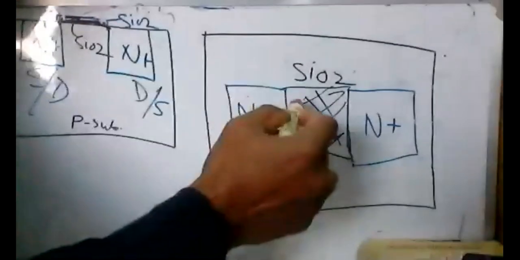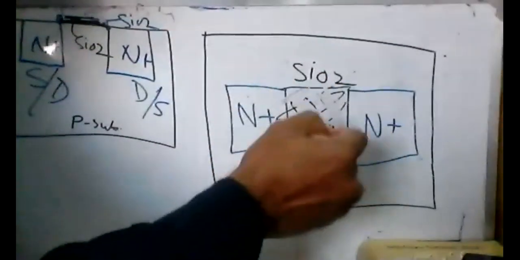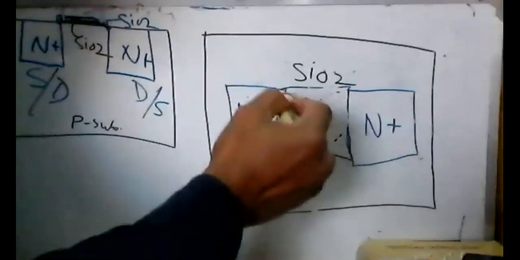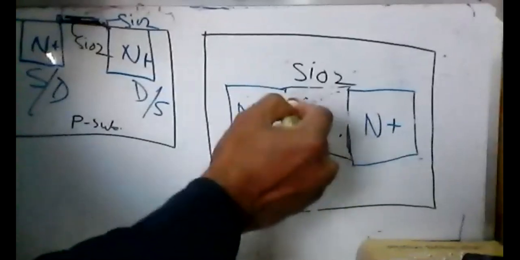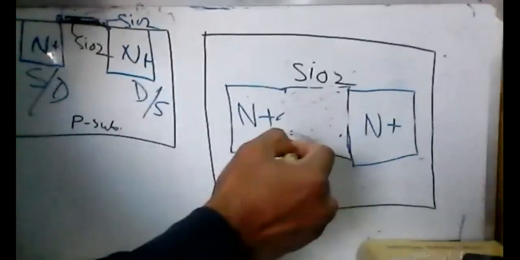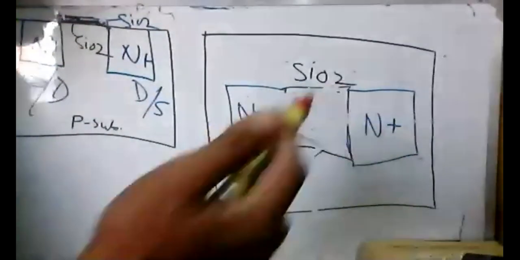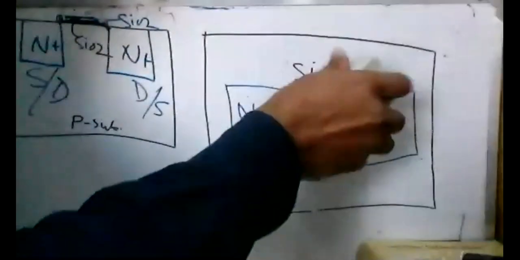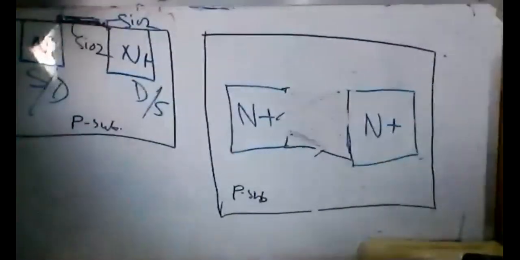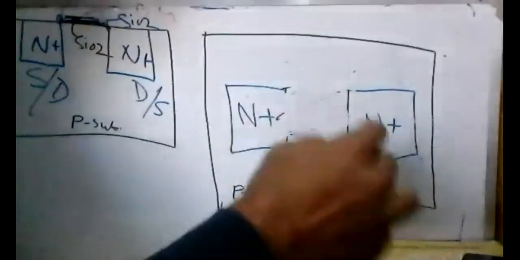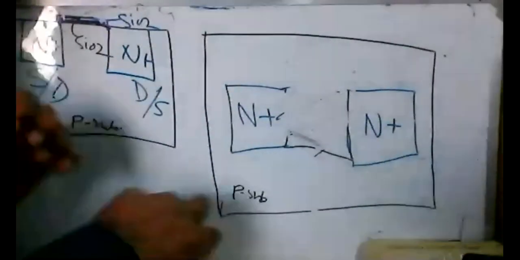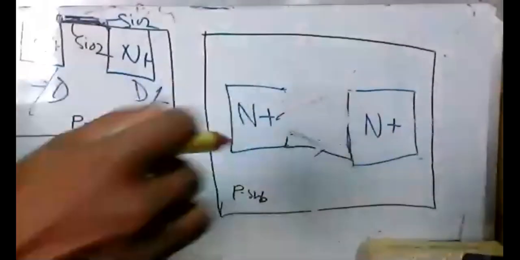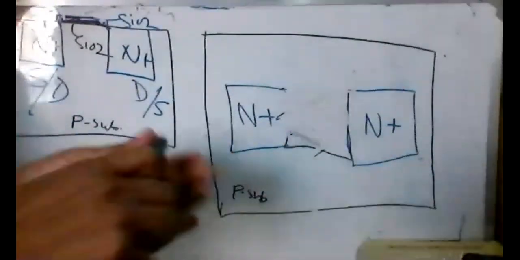On top of that, we put a polysilicon, and when you put the polysilicon, you cannot see the silicon dioxide. It will be hidden and will disappear from the top view. If you look from the top, you cannot see the silicon dioxide. You will see only the metal.